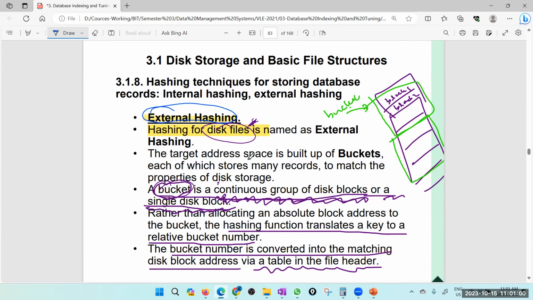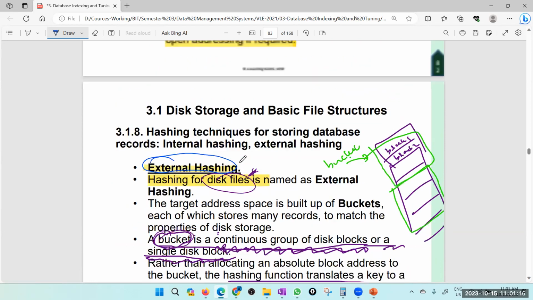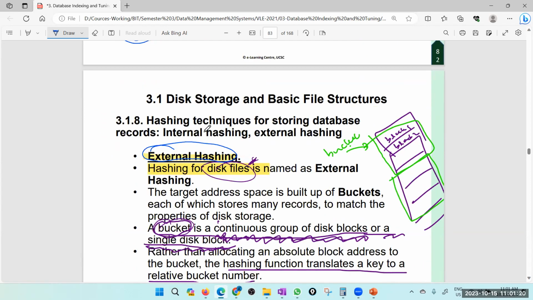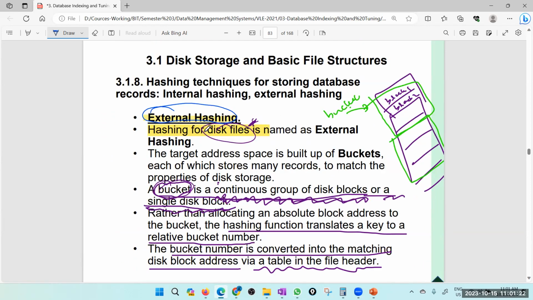Right. So those are internal hashing techniques and possible issues and possible solutions for collisions. So we looked at the techniques, a possible issue of collision, and some possible solutions, that is chaining, multiple hashing, and open addressing.